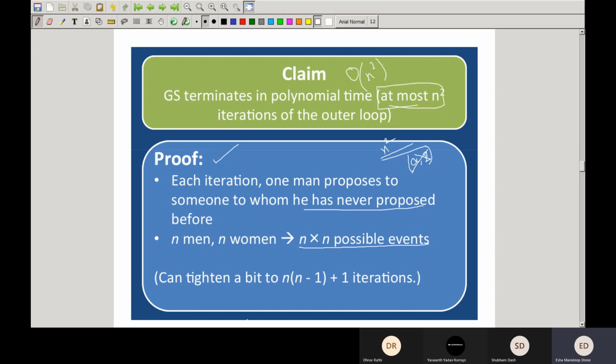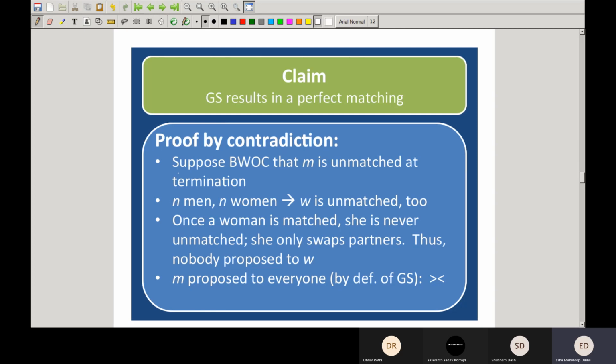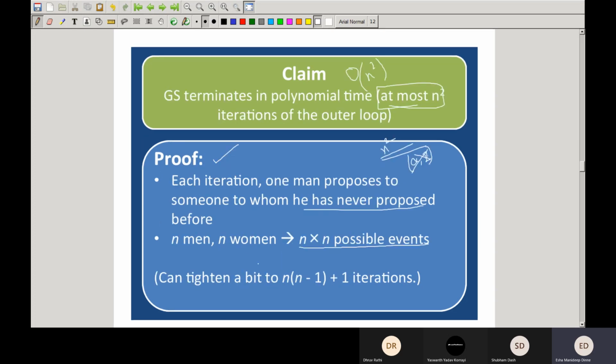And it can tighten to be okay, fine. Suppose that some M is unmatched at termination. After terminating, there are n squared possible events. So basically the while loop terminates at some point. This proves the claim that it should terminate in n squared iterations of the outer loop.